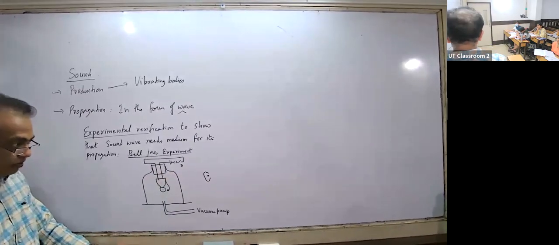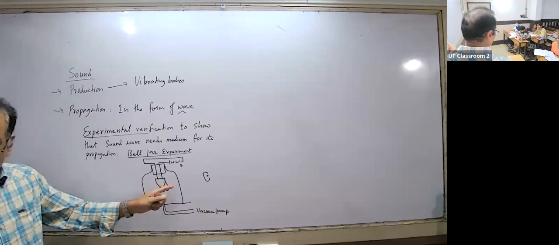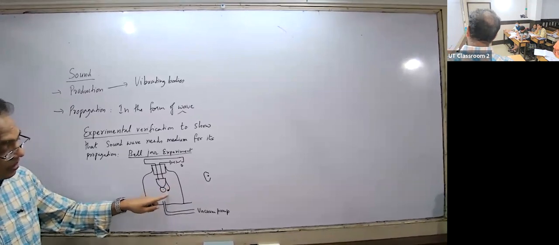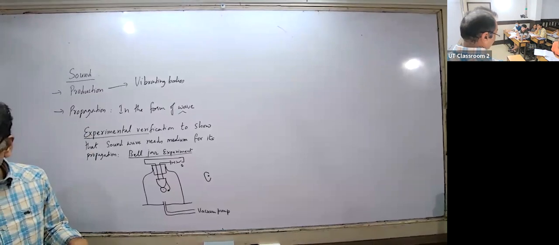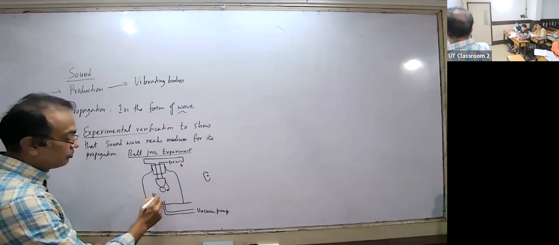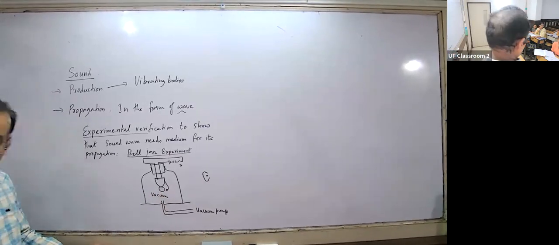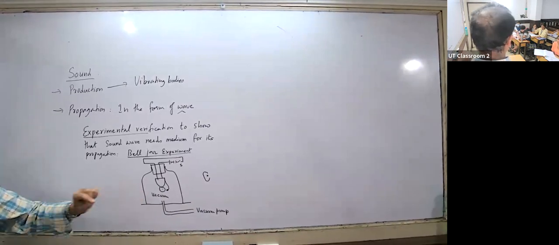Now switch on the vacuum pump. Then slowly you will see that the sound begins to reduce. And a stage will come that this hammer is hitting the gong, but you are not able to hear the sound. Why has it happened? Because now there is completely no medium. It is vacuum. Okay. So this is a verification that sound requires medium to travel.